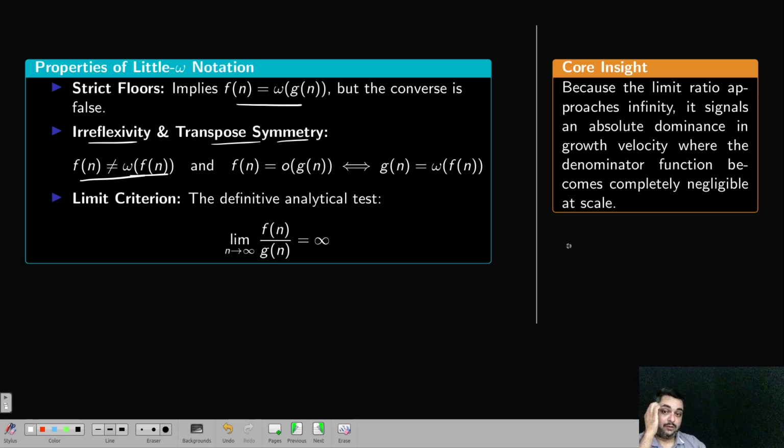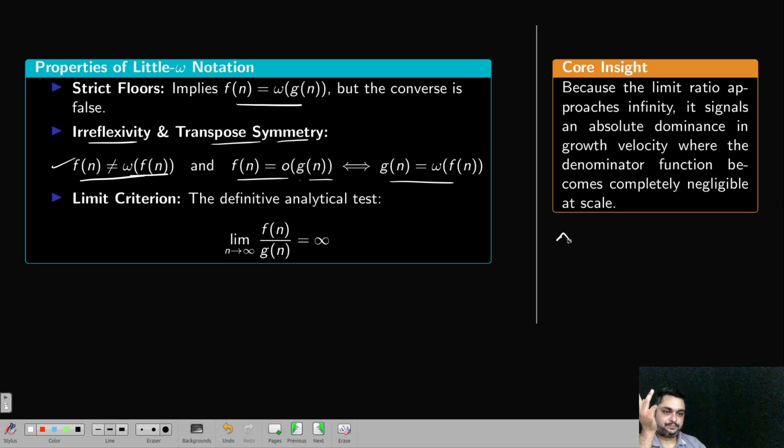f(n) cannot be the lower bound for f(n), because it should be strictly less than. So that is not possible, so it is irreflexive. But transpose symmetry is possible, because these two are the reverse of each other, right? Just like big O and big omega, there also we saw the transpose symmetry. Here we see the transpose symmetry for little o and little omega.